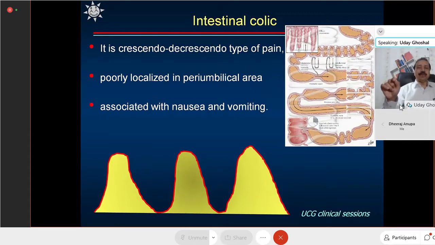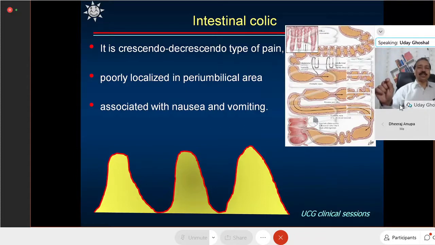It is a visceral pain, so poorly localized. It is crescendo and decrescendo. Crescendo lasts for about 15 minutes. Decrescendo lasts for a variable period of time, again 10 to 15 minutes. And there is a repeated occurrence of this because it is not able to overcome the obstruction, because there is a tight luminal narrowing. Now, obviously, whenever there is a visceral pain, there are autonomic associated symptoms.